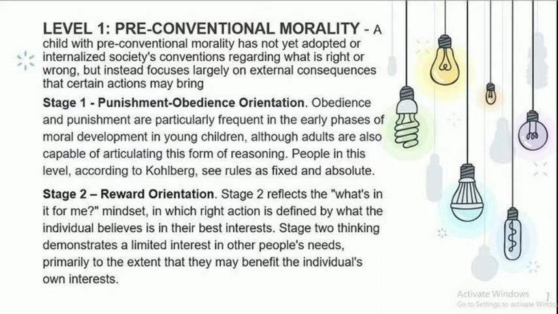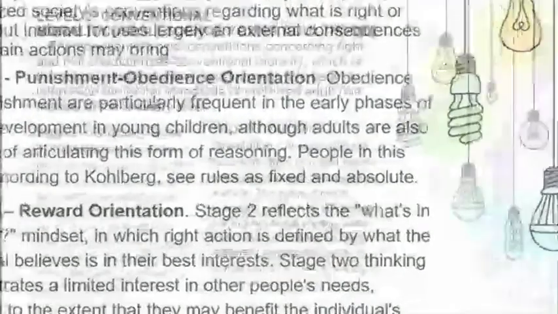Children learn to behave in a manner based on the principle of what's in it for me. For example, an older child might reason, if I get good grades, mom and dad will buy me a new smartphone, so I'm going to do my homework. That is one of the examples of reward orientation.